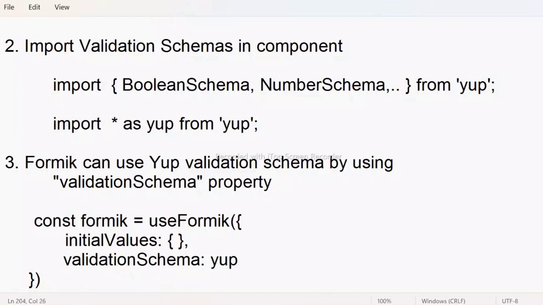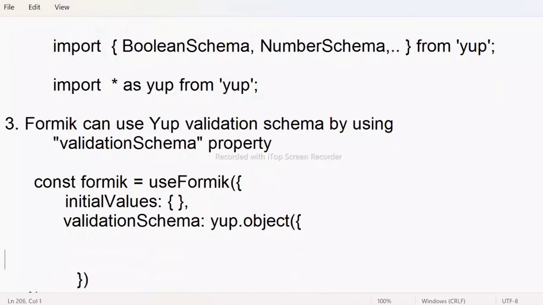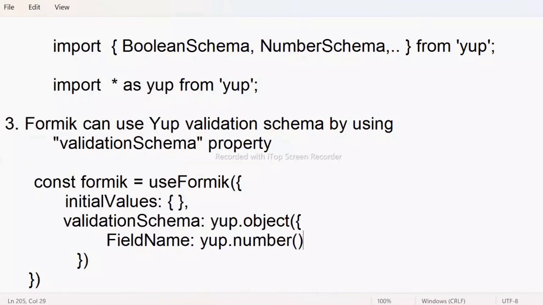So Yup has an object method. This Yup object is going to access all the members of Yup, that means schemas, range values, everything it is able to access. So what will this Yup object do? It is an object that contains the field name, and for that field you have to bind the schemas. That means you have to say yup.number. Understood? That means you have to define the data type.